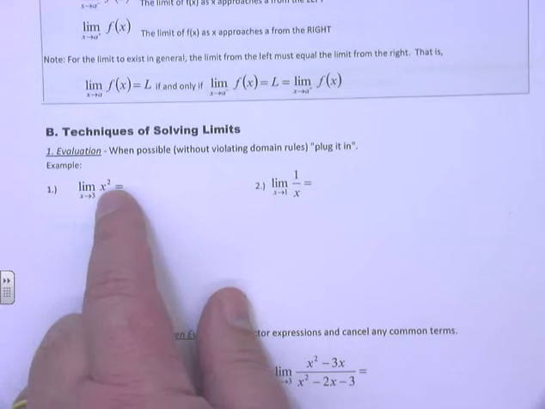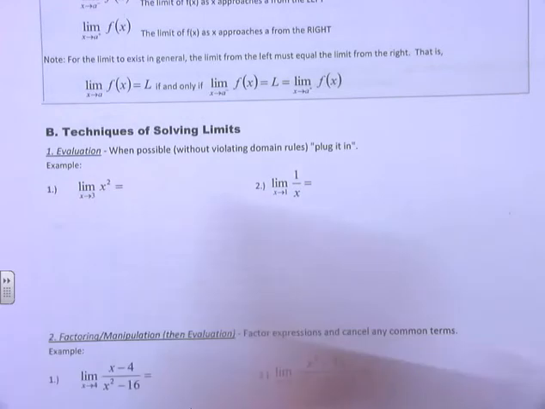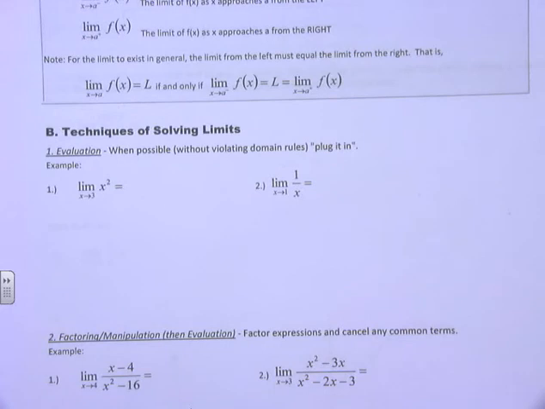What is the domain of x squared? What kind of numbers can you plug into x squared? All real numbers. You can plug in negative numbers and square them. You can plug in 0 and square it. You can plug in positive numbers and square them. There's no problem with x squared.